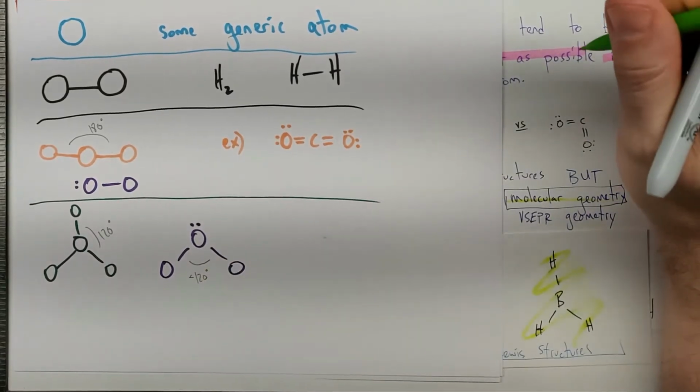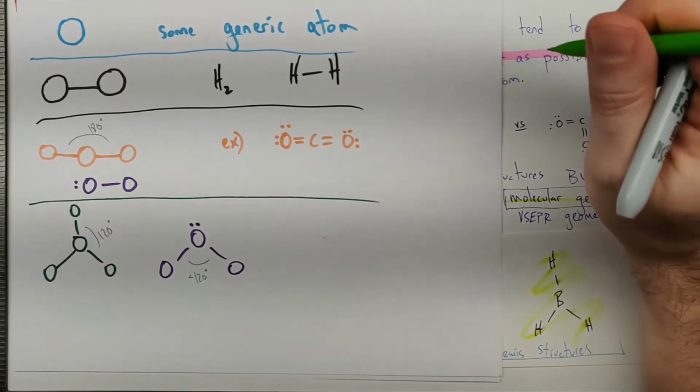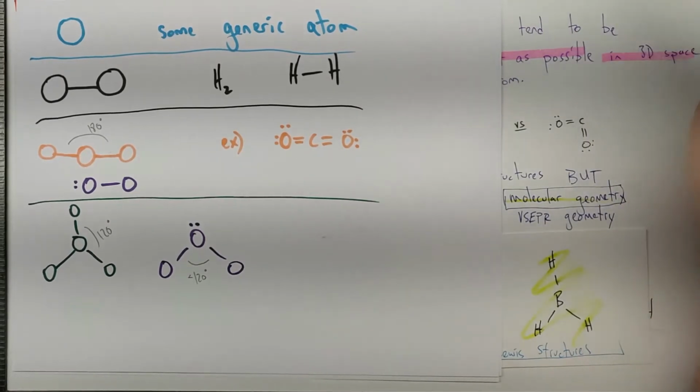And I do want to point out, as we're going through these, it's going to seem a bit overwhelming, but there's really only like 4 things and maybe 2 bond angles you need to remember for the whole process.